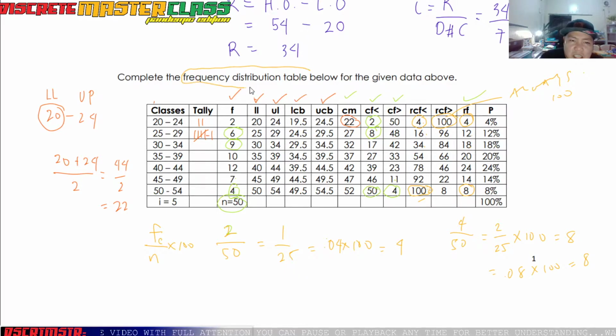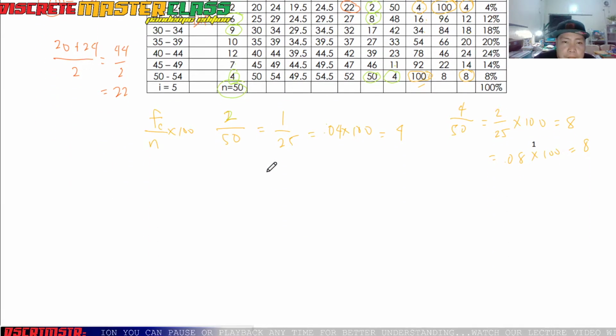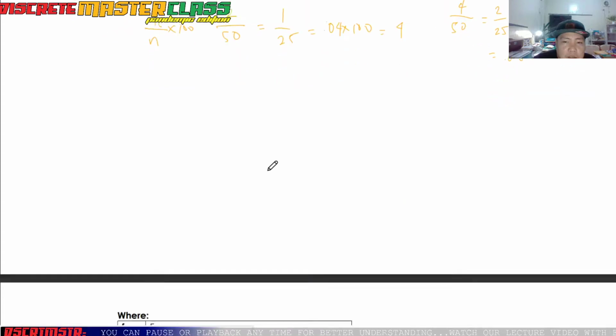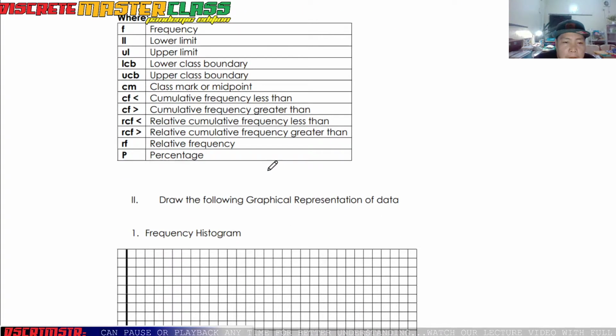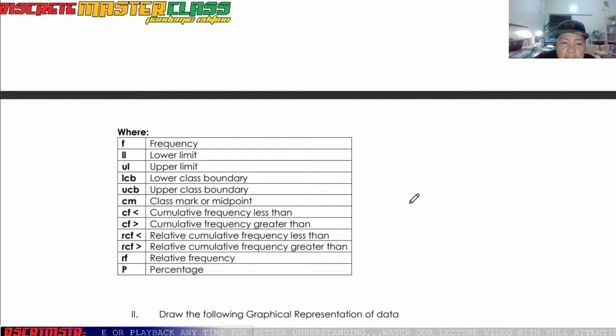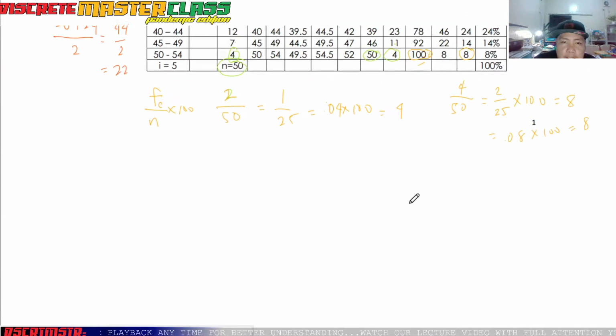This is not complete, no? Pero that's initial frequency distribution table na kailangan yung gawin. Matutunan mo yan. Okay? Yung mga susingit pa dyan. Okay, so after that, let's talk about the graphical representation of data. Okay? Graphical representation of data.